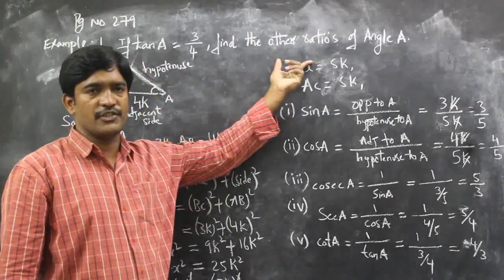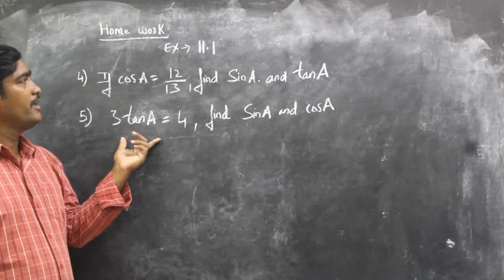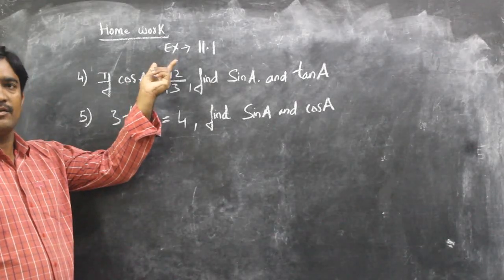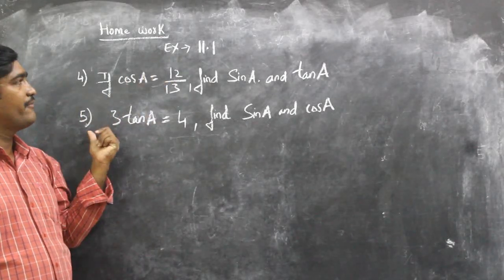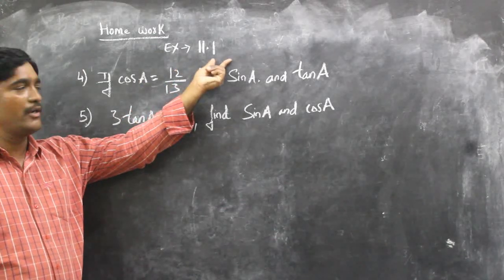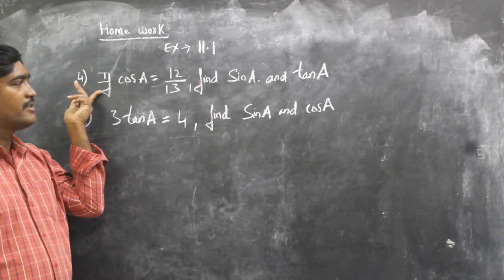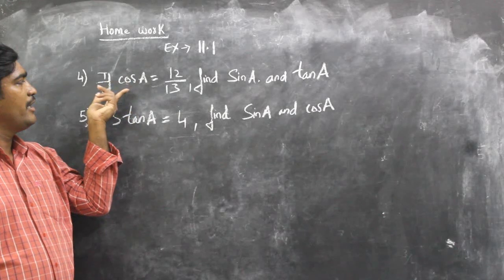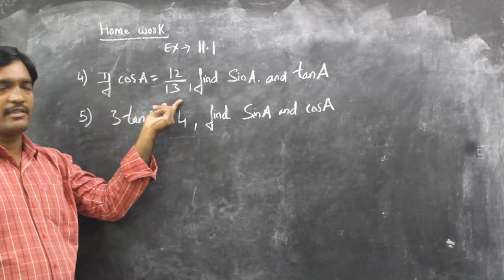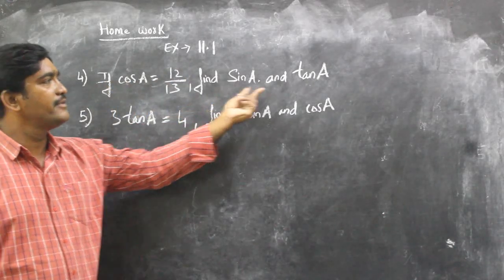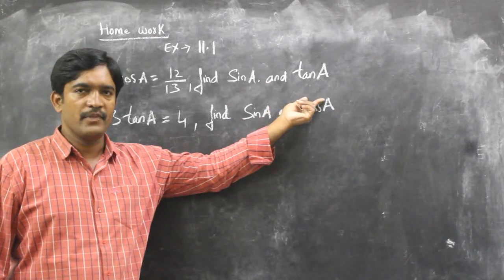the other ratios are asked. This homework is nothing but to solve the 4th and 5th problems in exercise 11.1. The 4th problem is similar to the previous problem we have solved. If cos A is equal to 12 by 13, then find sin A and tan A.